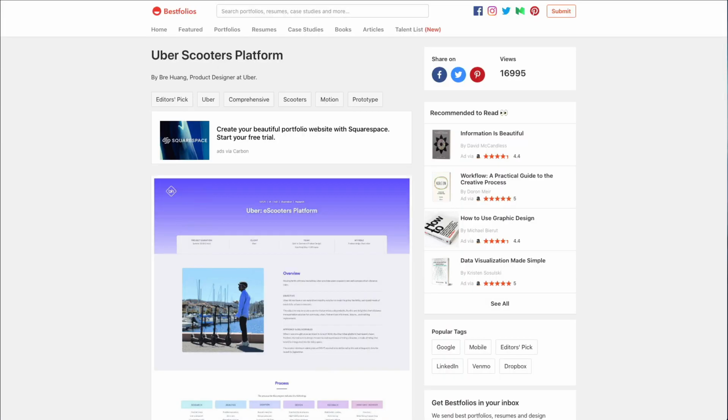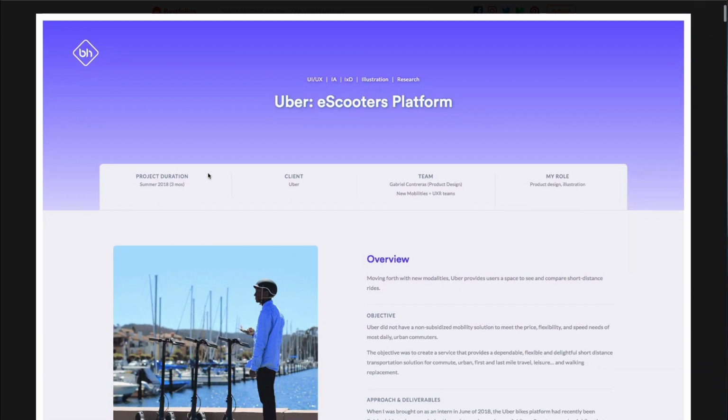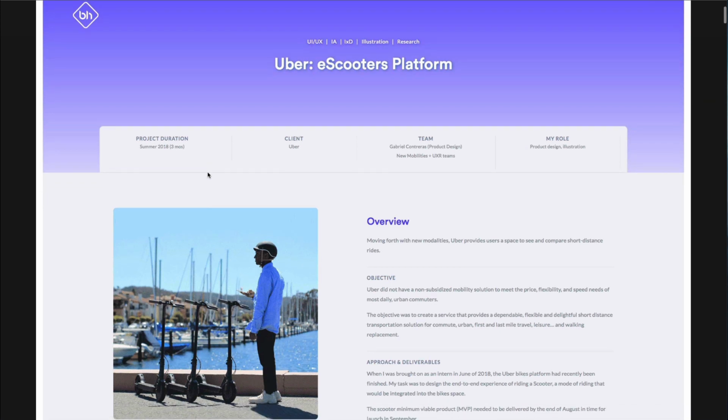So we're going to examine a few case studies from a high level. We're not going to go really in depth with each since they're quite detailed. So the very first one, which I think is really good, is from Bre Huang, and it's a Uber Scooters platform. So the moment I click here, I'm going to essentially see what the web page I assume was or is like at the moment.